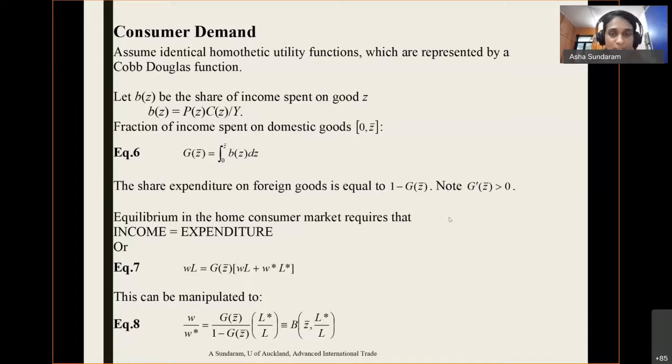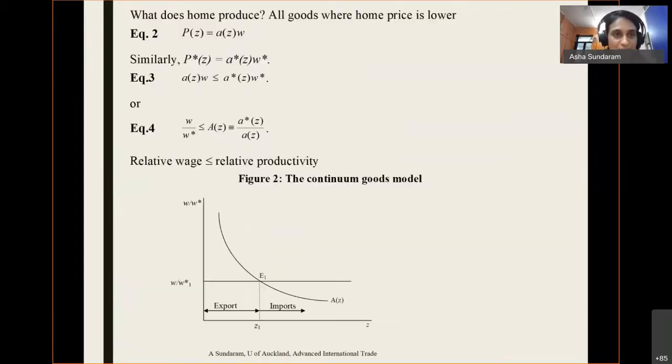Hi, everyone. So we're going to continue with the Dornbusch-Fischer-Samuelson, the DFS model. What we did was we first set up the production side of things. In figure two, we have A of Z, which plots the relative labor productivity across the two countries, and it's diminishing in home country advantage. If I draw a horizontal line, W over W star, and look at where it intersects A, and where Z1 is, everything to the left of Z1, home is going to export because its price is lower for those products. Anything to the right, foreign will produce and export, which means home is going to import those products. So that's the production side.